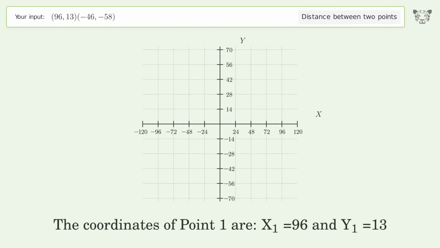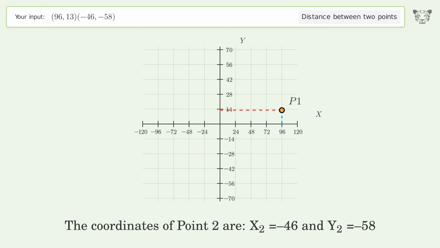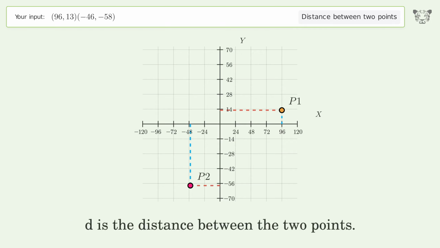The coordinates of point 1 are x1 equals 96 and y1 equals 13. The coordinates of point 2 are x2 equals negative 46 and y2 equals negative 58. D is the distance between the 2 points.